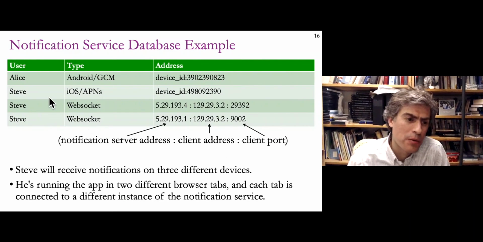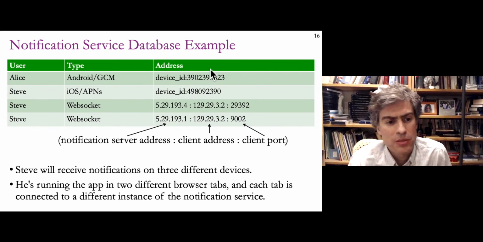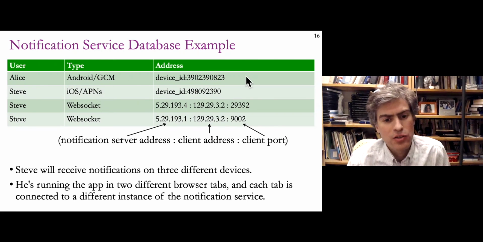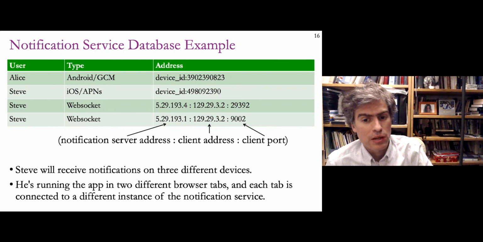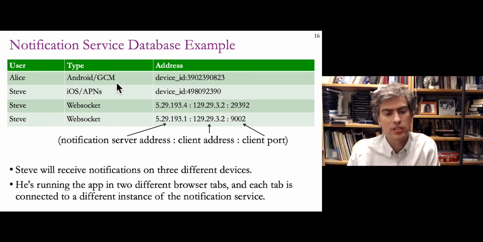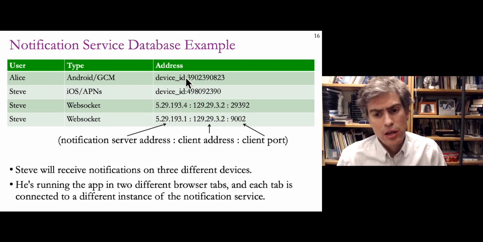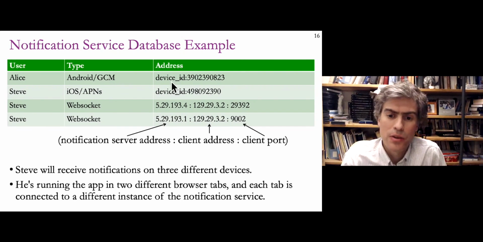Okay. To make this a little bit more concrete, I'm showing an example of what that push notification database might look like. So I have a list of users. For every user, each row describes a way of sending a push notification. So the user Alice has one way of receiving push notifications, which is an Android phone through Google Cloud Messaging, I should say, that's what it's called.